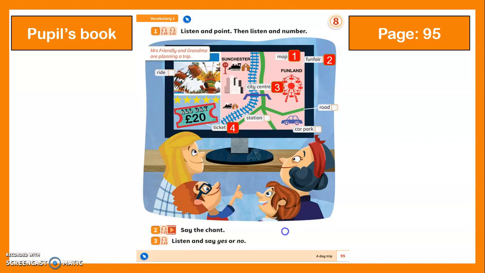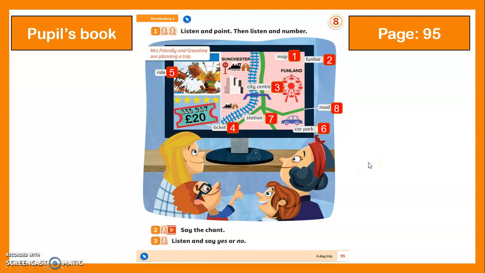Five, right, very good. Six, car park, or parking lot if you want to say that. Okay, what else? Seven, that's it, station, no? Yes, station. And eight, we have road. That's it. So here we have the vocabulary, no? So you have to identify also these things.